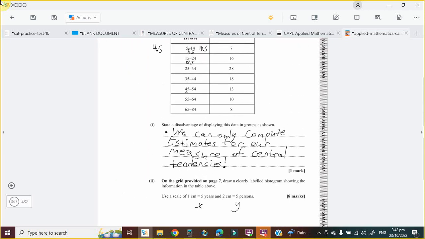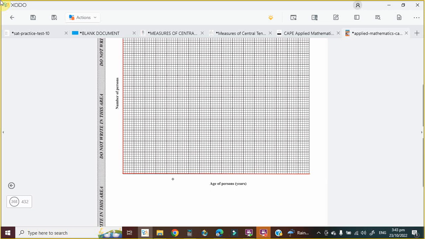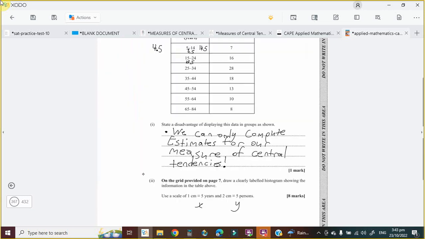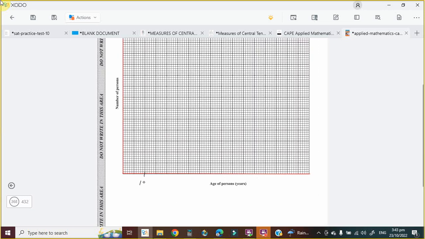Then we're going up to 85. 10, 20, 30, 40, 50, 60, 70, 80. And of course, lastly, this is 85. So we use up the full graph.